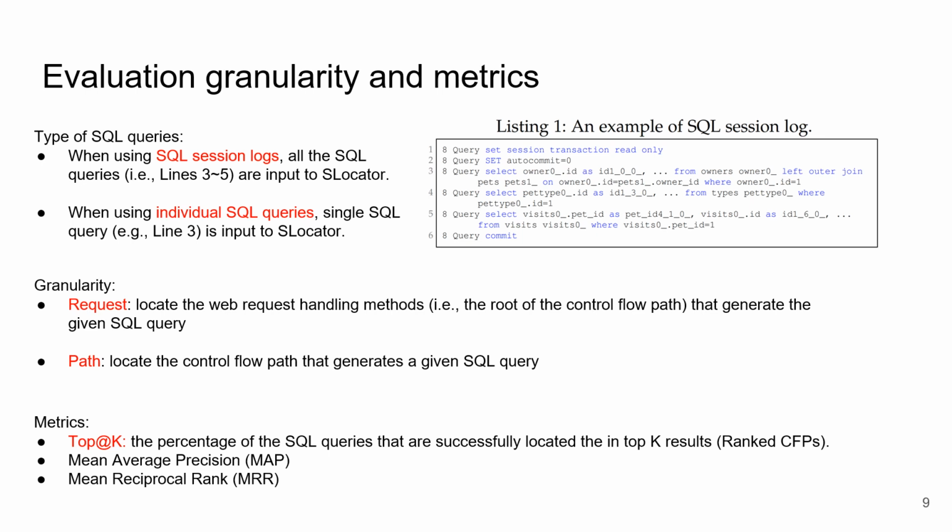We also use different metrics to measure our approach. For static aggregation, the top K represents the percentage of SQL queries that are successfully located in the top K results. The higher the value of top K, the more effective the approach.